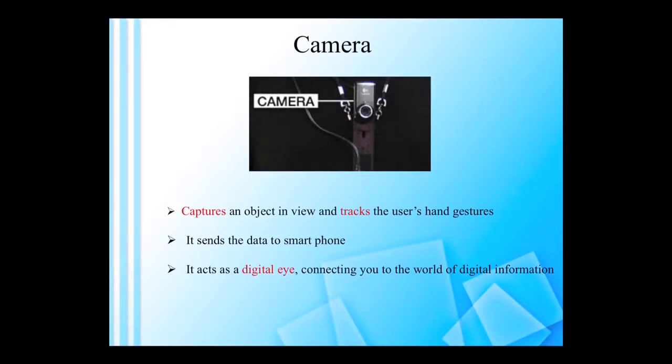Coming to the camera, like every camera, it is used to capture images. It tracks the gestures of the person's hand and captures the images. After capturing the image, it sends the data to the smartphone for further processing. This is also known as a digital eye because it connects the digital world to the physical world.